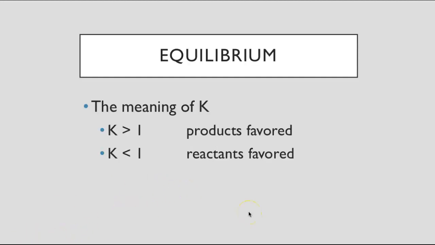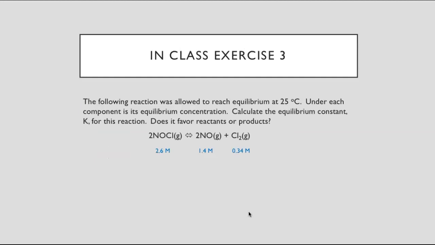Okay, so next what we're going to do is put some numbers into the equilibrium expression, and we're going to get a value for K. And when you get a value for K, if K is greater than 1, because again, equilibrium is products over reactants, so products are on the top of the fraction and reactants are on the bottom. So if K is greater than 1, that means the number on the top was bigger. And so we say the products are favored. If K is less than 1, it means the reactants are favored. So let's do the next couple of in-class exercises which will illustrate this.